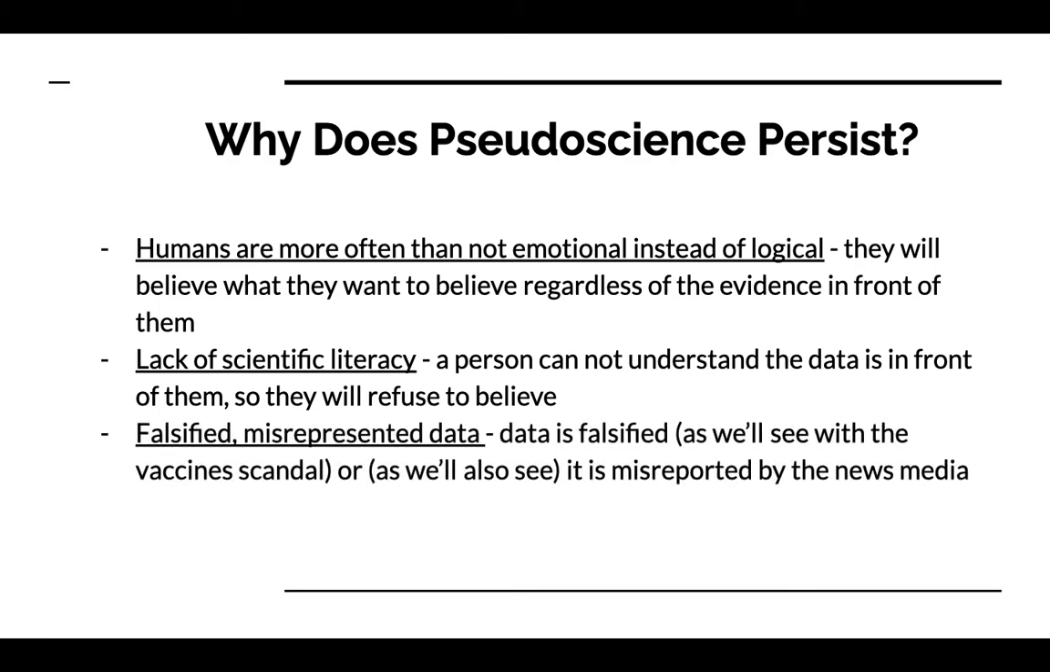And then lastly, falsified and misrepresented data. This is the big one, okay? Data is falsified, as we'll see with the vaccine scandal, or is misreported by news media. So sometimes, and this happens very, very rarely, okay? There's only one big case I can think of, and that's the vaccines case, where scientists, they're human, we can be compromised.